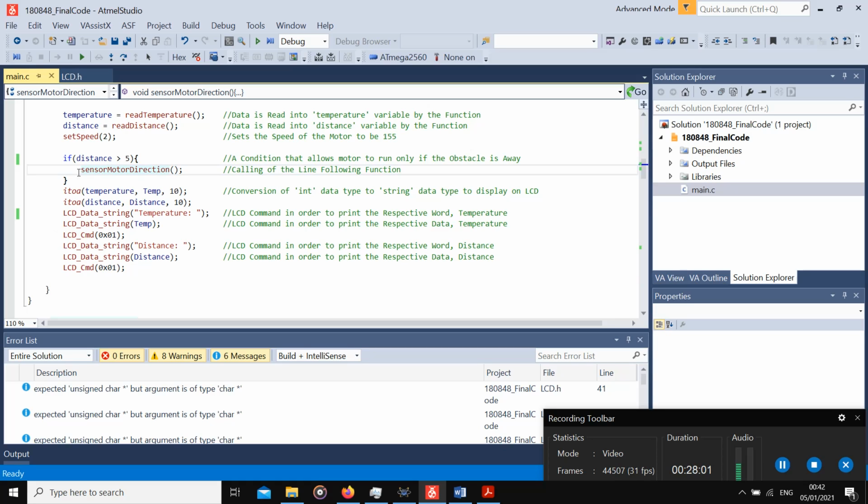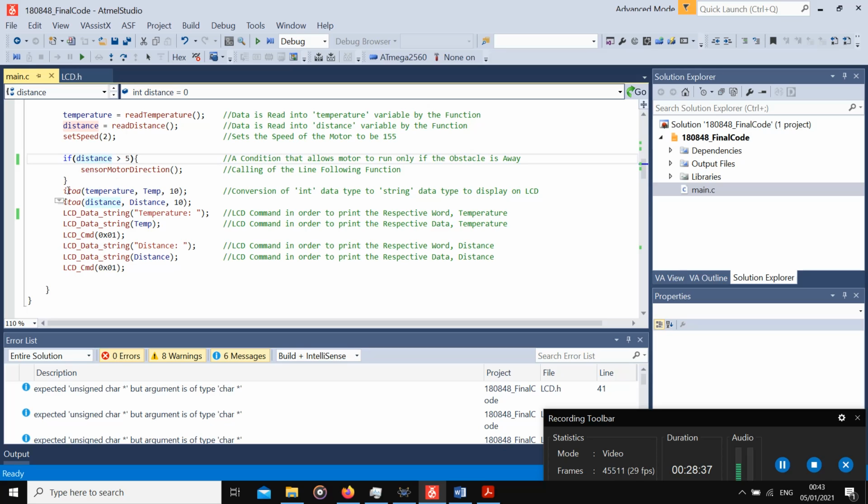So what happens is that your if statement, which I mentioned earlier, checks that if the distance from your obstacle is greater than 5, then your motors are going to run, using the infrared sensors to communicate with your motors. Otherwise, if your robot is within the range of 5, like the distance is not greater than 5, your motors are not going to work.